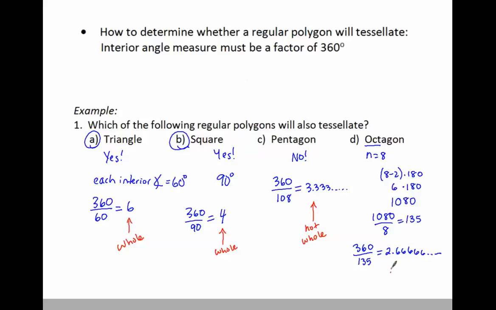So this, is it a whole number? Nope, not a whole number. Therefore, octagon, no. Triangle, yes. Square, yes. Hexagon, like we saw earlier, yes. So how do we determine whether a regular polygon will tessellate? The interior angle measure must be a factor of 360. So that means when we do 360 divided by one angle measure, it equals a whole number. Divides into it evenly.